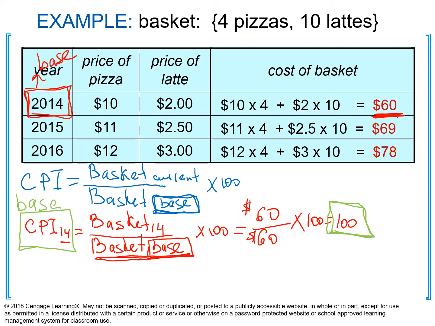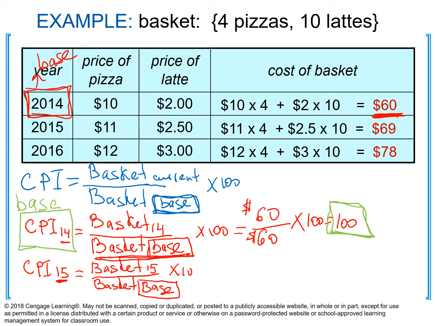So next one, we're going to calculate CPI for year 2015, and I'm going to write down the formula first. This is basket of our current year. What is the current year? Current year is going to be year 2015. So basket cost of year 2015, and remember, divided by the basket cost of the base year. And I'm going to write a word here, base year. That's what I usually like to do, so you can get used to it. I'm not going to put 14, I'm just going to put base year.